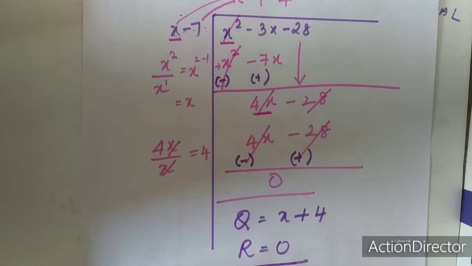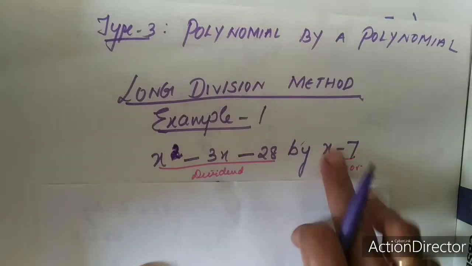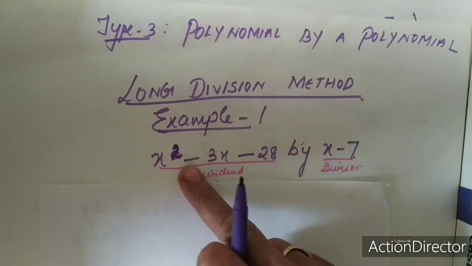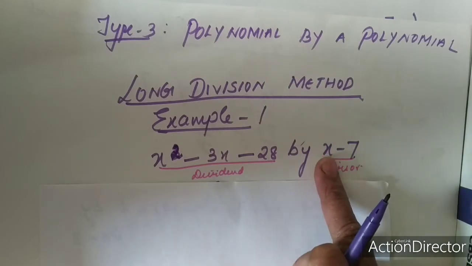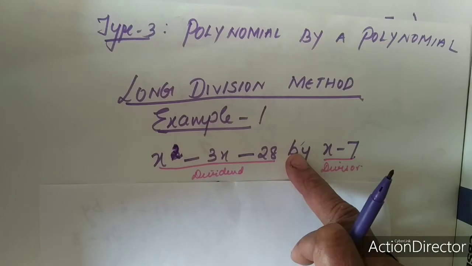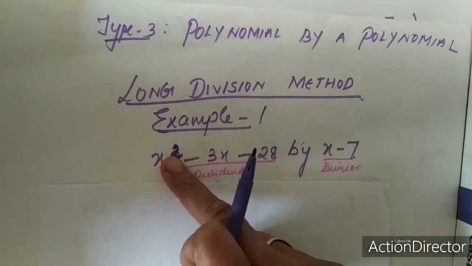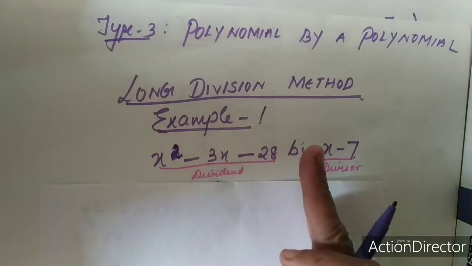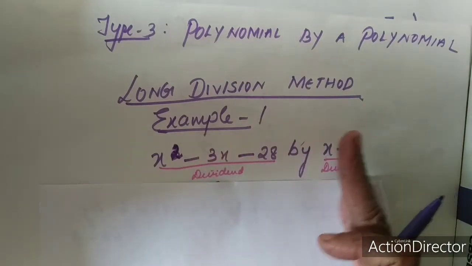Now for more understanding, let us see one more example. While dividing in long division, this rule you should not forget. Both in the dividend and in the divisor, the powers of x are always arranged in decreasing order: x square, next x power 1, next the constant. Always it should be arranged in decreasing order.